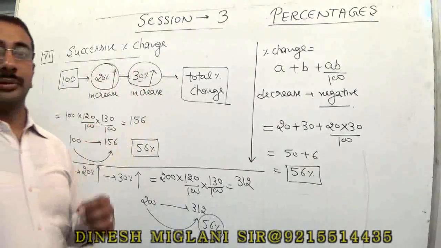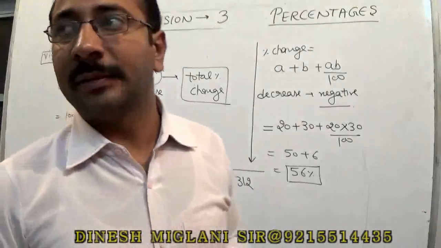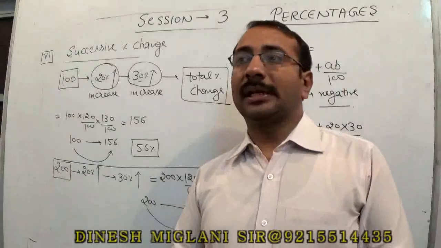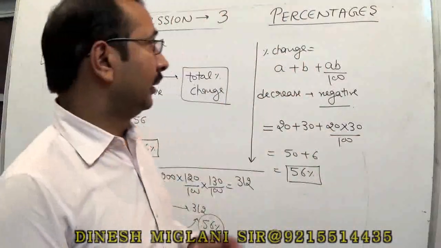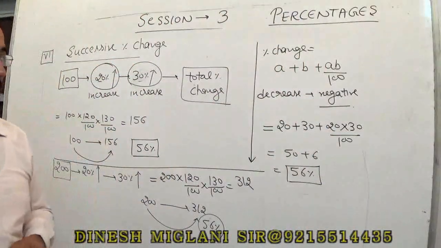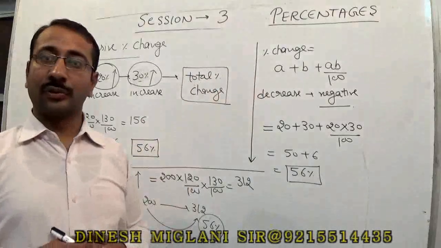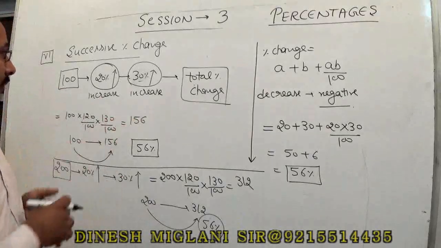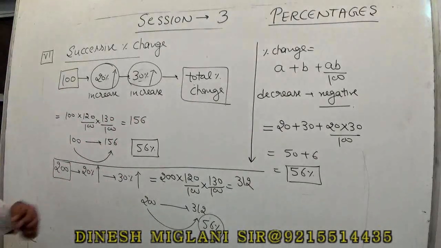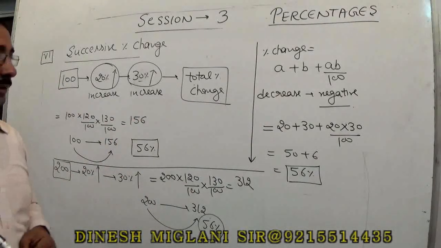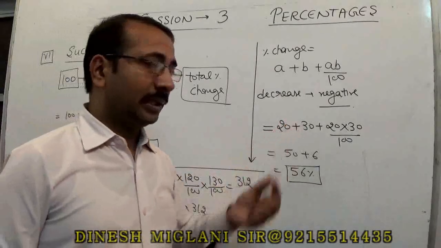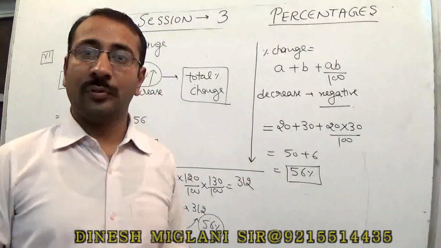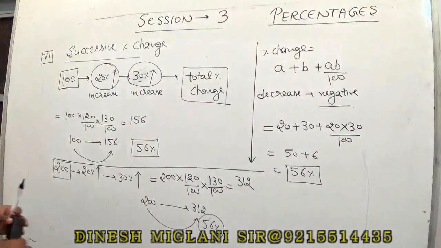This formula is used when a number is successively changed by a few percentages. In that case, you can apply this formula, A plus B plus AB divided by 100. If there is an increase, the sign is to be positive. If there is a decrease, the sign is to be negative. So in this question, we have a 20% increase, then we have a 30% increase. We can say 20 plus 30 plus 20 into 30 divided by 100. 50 plus 6, answer is said to be 56%.